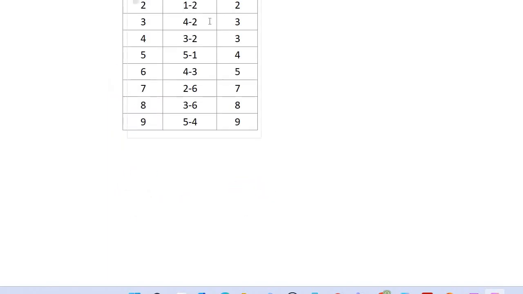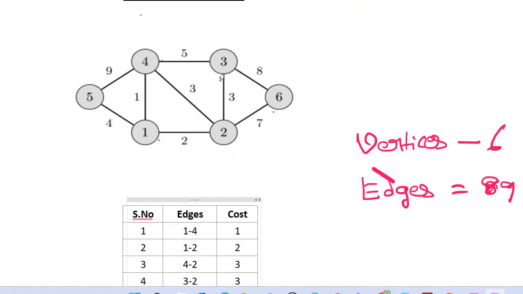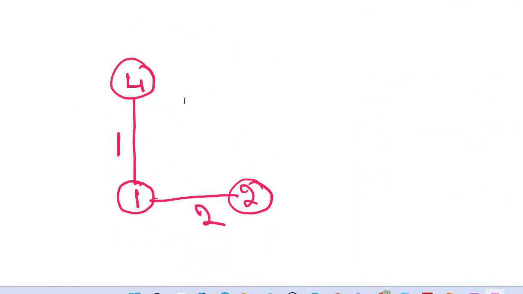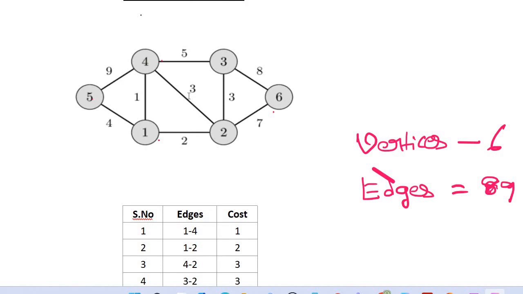And what is the third one? 4 to 2, which is 3. Where is 4 to 2? If I take 4 to 2, it will form a loop. Am I right? So it should not form a cycle. So I am avoiding the third one.